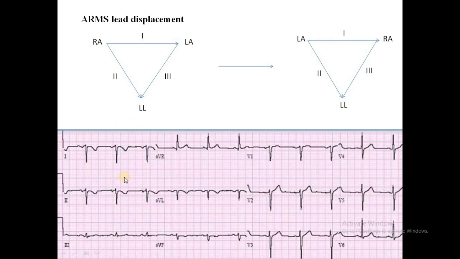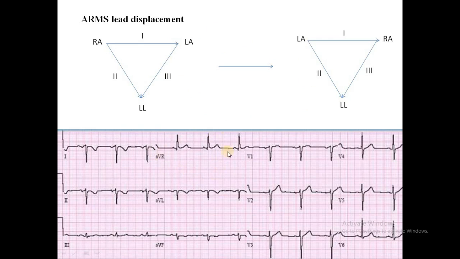Lead 1 will be inverted because of the wrong placement of the leads. Lead 2 will show the changes like lead 3 because of this difference, which will be in inverted form, and lead 3 will be like the lead 2 wave. So this is the way you will find out that the leads are wrongly placed.